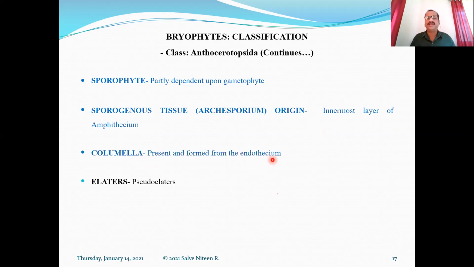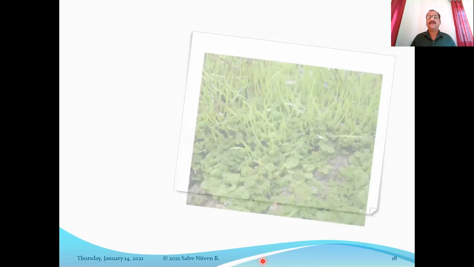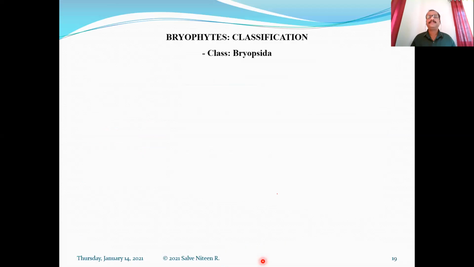Pseudo-elaters are there because elaters are also present here, but they are without any spiral thickenings. Their origin is different, though structure and function are the same, so they are called pseudo-elaters. Dehiscence may be irregular or regular by means of a wall. Examples are Anthoceros, Megaceros, Notothylus. You can see here Anthoceros, the hornwort.